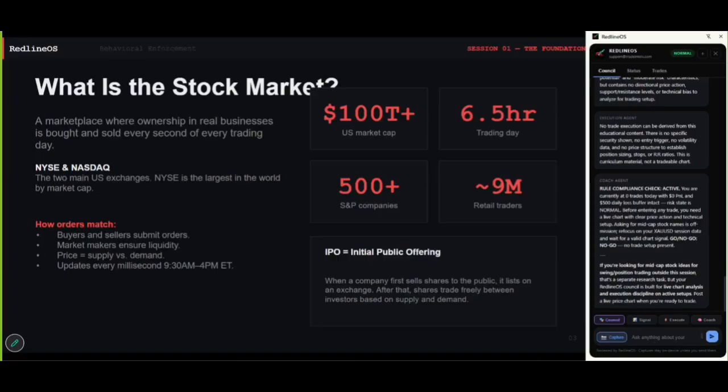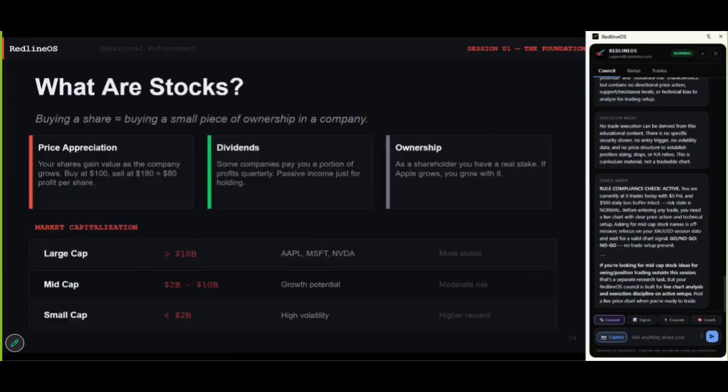Simply the first time it starts trading in the stock market. What are stocks, right? You're going to ask. The next question is obviously going to be, what are stocks? Buying a share is just buying a small piece of ownership in a company.